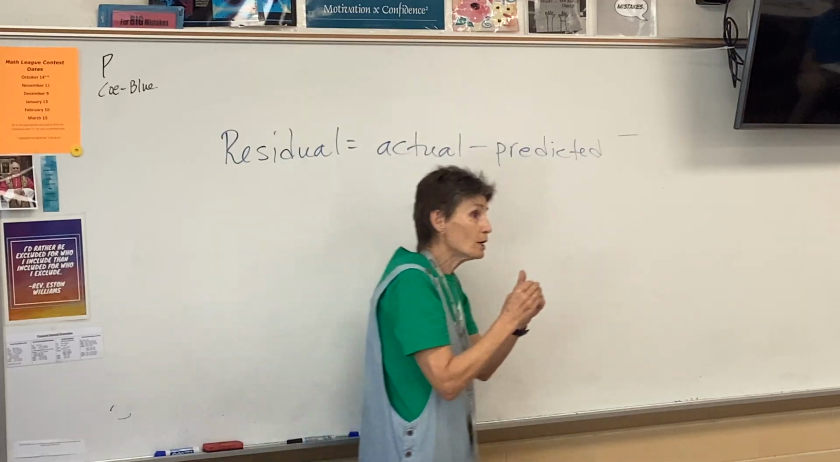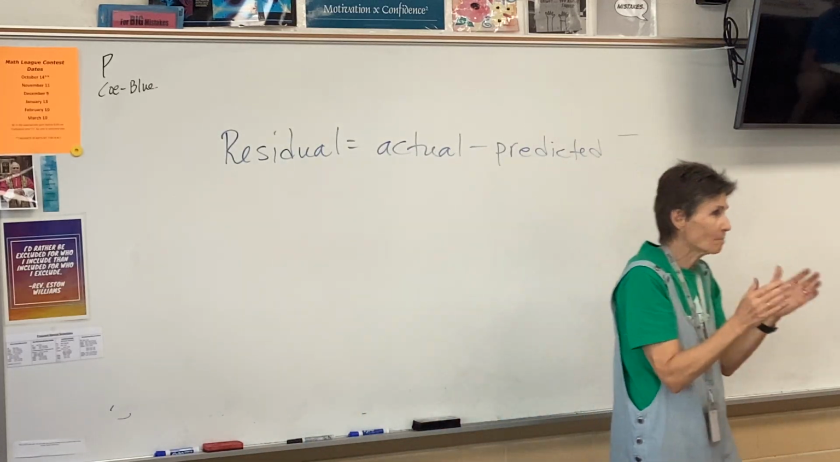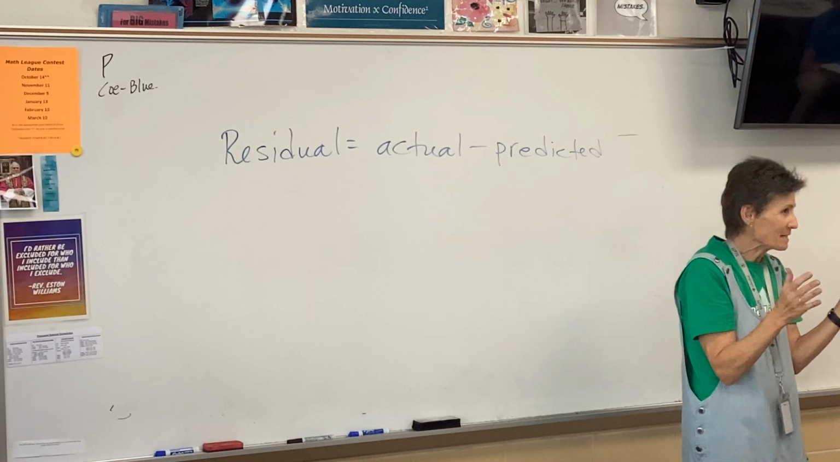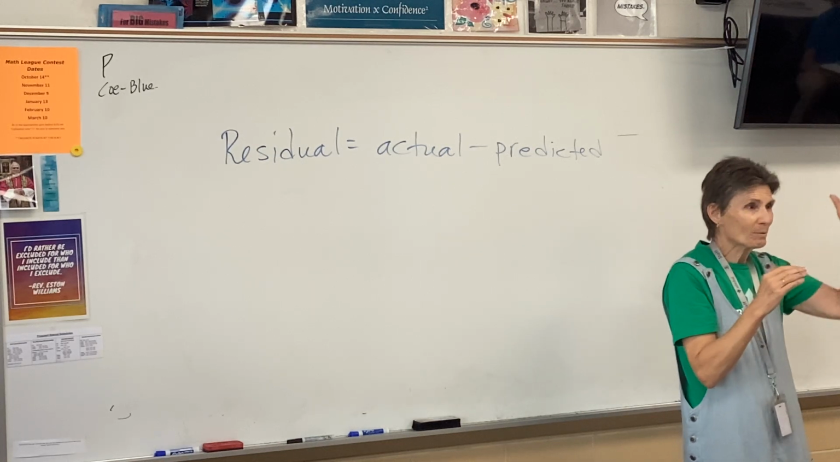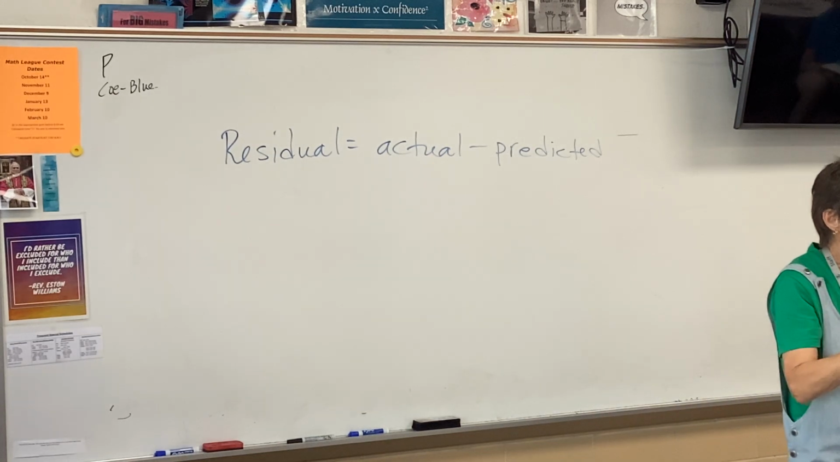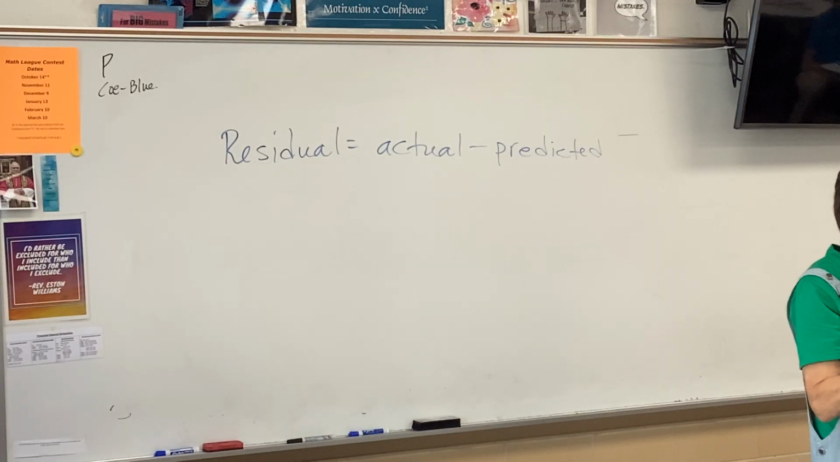With a good model, you have some of both. Does that make sense to you? Some of your numbers are a little too high and some are a little too low. If every predicted value was too low, then there's something wrong with your model, because you want it to kind of go through the middle of all the points, right?